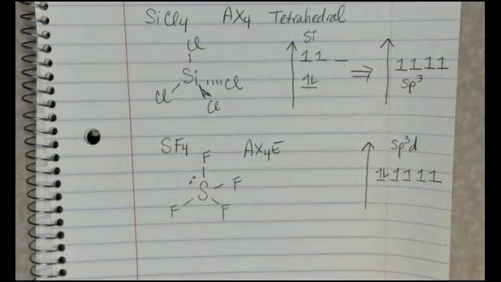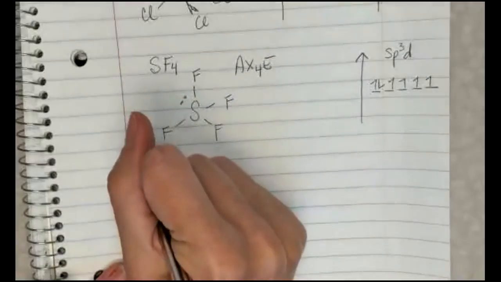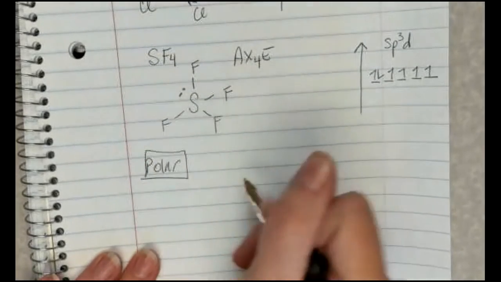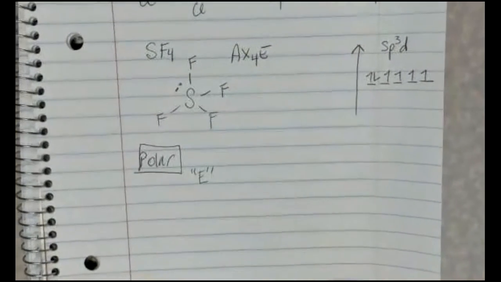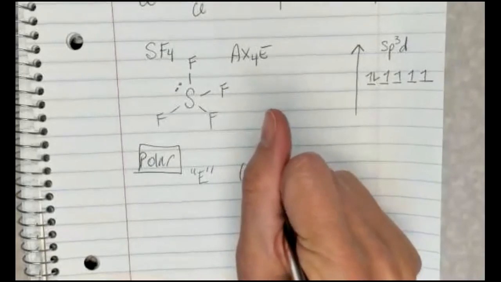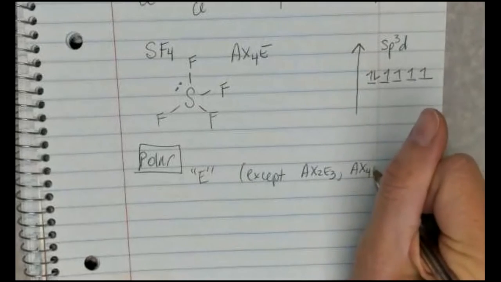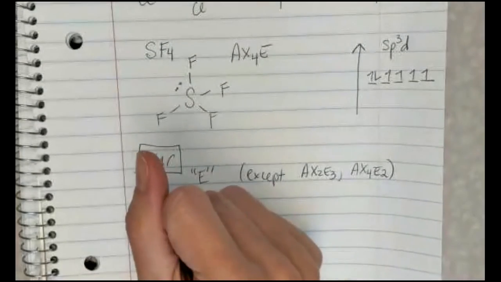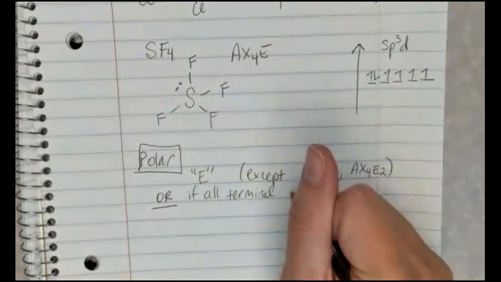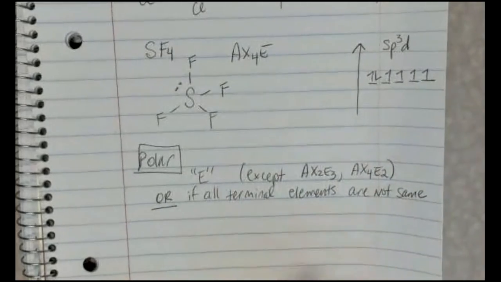And polarity, hopefully I explained that pretty well. I think playing with the balls and sticks in the lab would really help. But polar molecules, right? That's going to happen when you have an E. So typically when you have a lone electron pair in your VSEPR notation, when you have an E, that's going to create a polar molecule. The 2 exceptions there were the AX2E3, which is linear, and the AX4E2, which is the square planar. And the other thing is, if all terminal elements are not the same, that's when you're going to have a polar molecule.